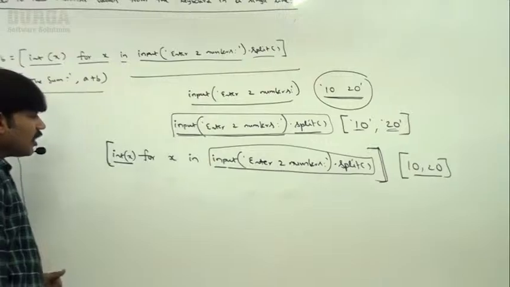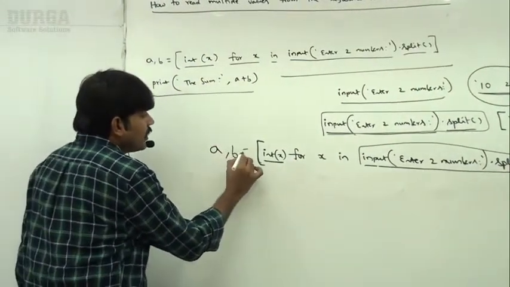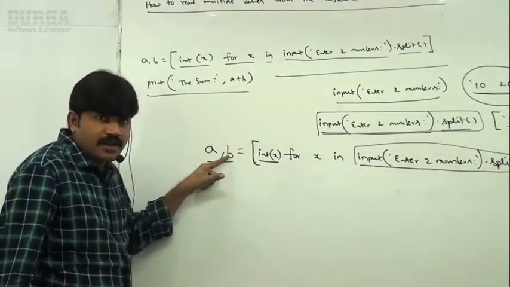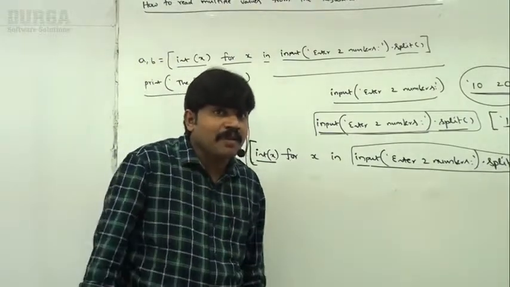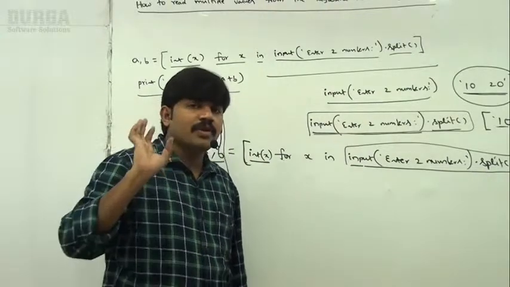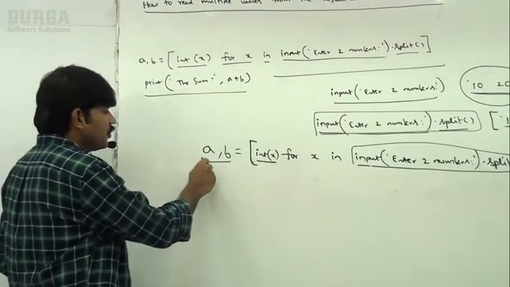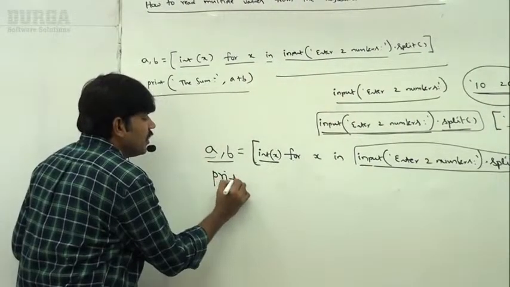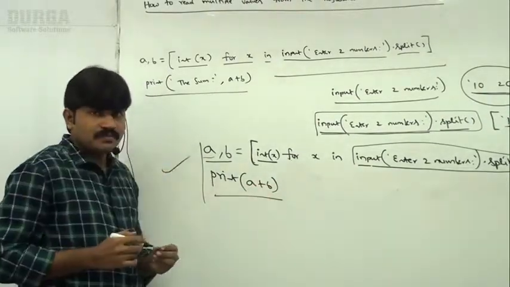Now this list of two values, can you please assign to a comma b? The first value goes to a, the second value to b. This is called list unpacking, unpacking of list, unpacking of tuple; we have some concepts to discuss. So if two values are present inside a list, the first value will be assigned to a, the second value will be assigned to b. Next, print a plus b means you are going to get the sum.